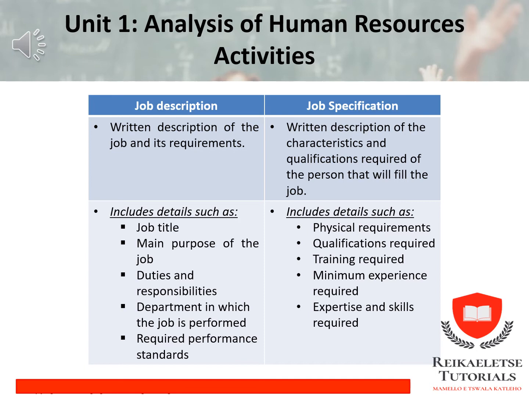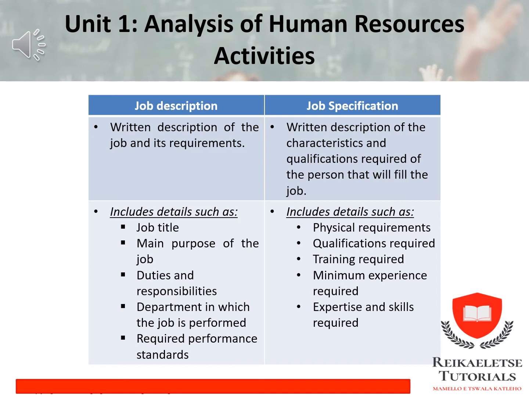Well, in front of you, you will see a table with two columns. On the left side, it's job description, and on the right side, it's job specification. So, under job description, it's a written description of the job and its requirements, and the job specification is the written description of the characteristics and qualifications required of the person that will fill the job.